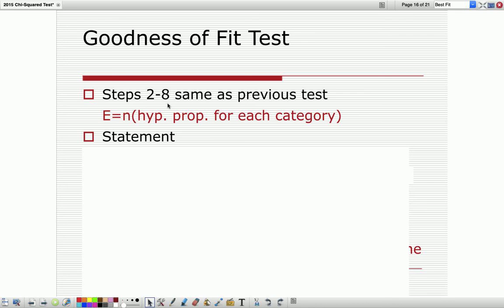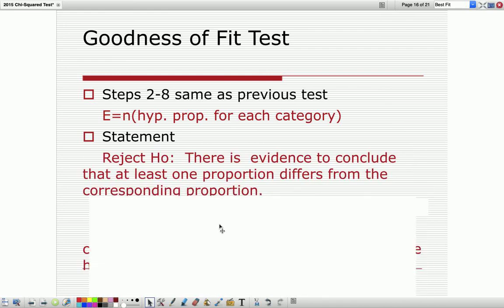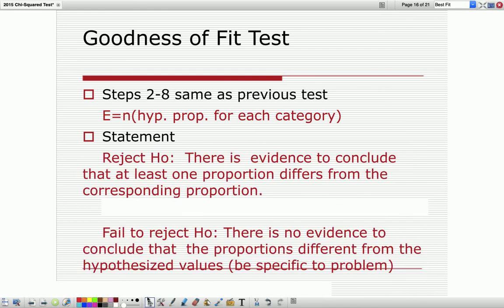So notice how my first couple steps were the same as the previous step, so that kind of makes life easier. And our expected equals n times the hypothesized proportion for each category. So our expecteds are the 60, the 30, and the 10. That's the only difference. So let's remember that.